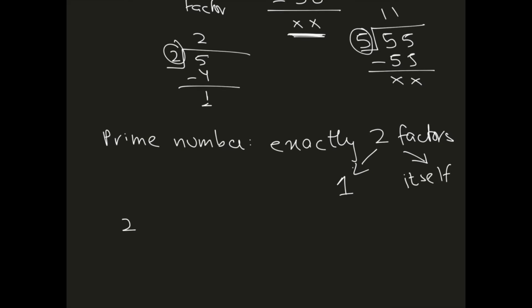The factors of 2: if I divide 2 by 1, then 1 times 2 is 2 and we don't have a remainder. So 1 is a factor of 2, right? And if we divide 2 by 2, then 2 times 1 is 2, and we don't have a remainder. So 2 is obviously a factor of itself. Basically every number is a factor of itself.